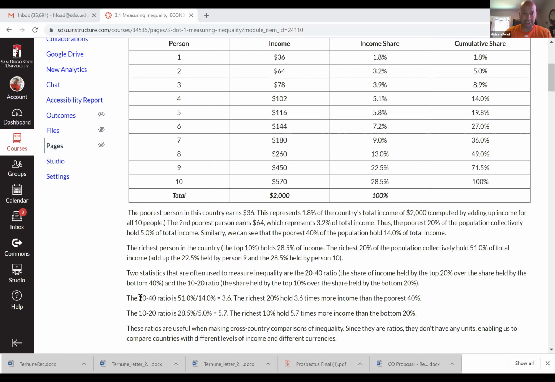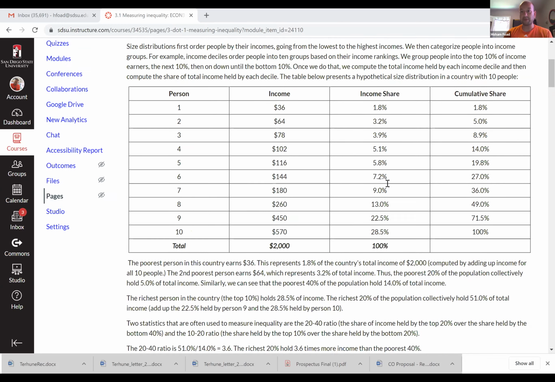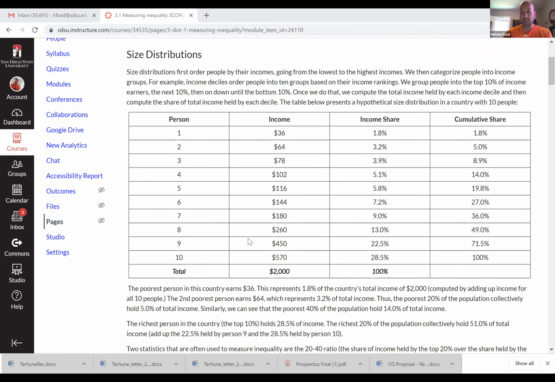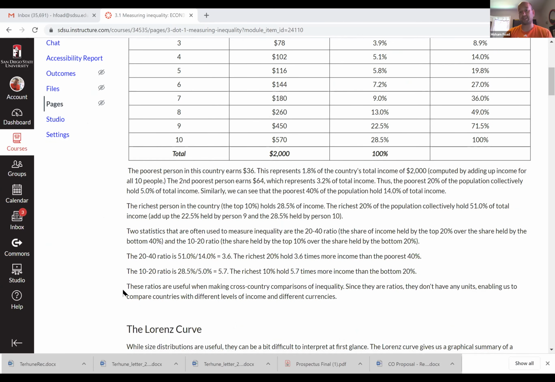Another commonly used statistic is the 10-20 ratio, which is, as you would guess, the share of income held by the richest 10% compared to the share of income held by the poorest 20%. So we know the richest 10% hold 28.5% of income. We know the poorest 20% hold 5% of income. So take the ratio between those and you end up with 5.7. So in this hypothetical example, the richest 10% hold almost 6 times more income than the poorest 20%.